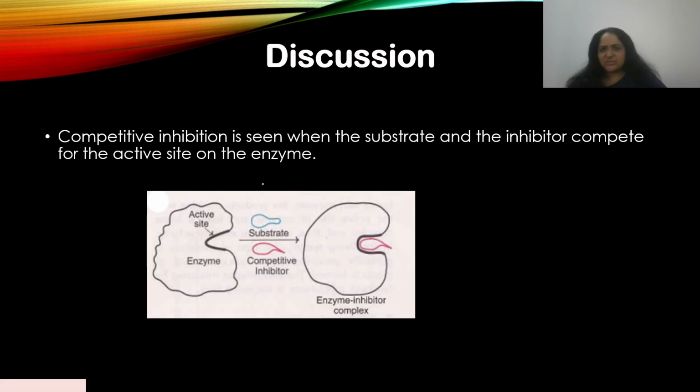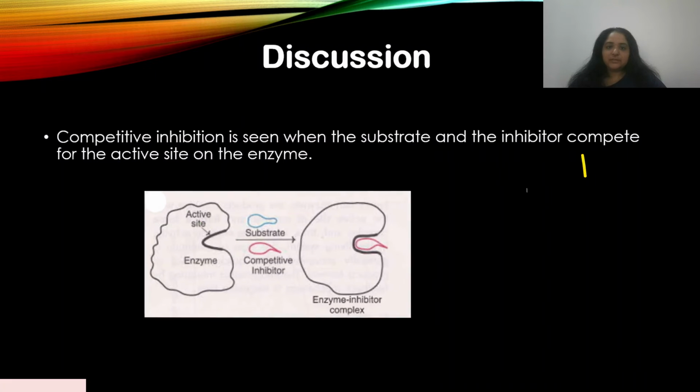Now, I've already discussed competitive inhibition. I'm not going to discuss this again. So this diagram basically shows what competitive inhibition is. So you have a substrate and a competitive inhibitor, and both of them are competing for this active site here. Okay. So it's when the substrate and the inhibitor compete for the active site on the enzyme. Okay. Clear? Let's move on.